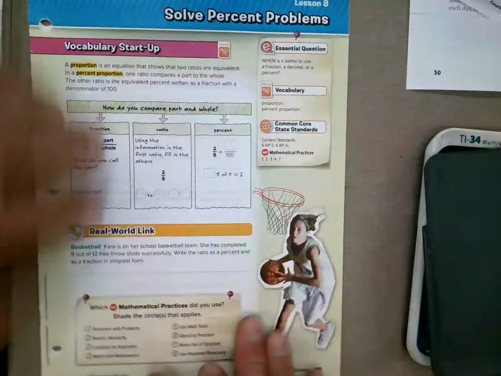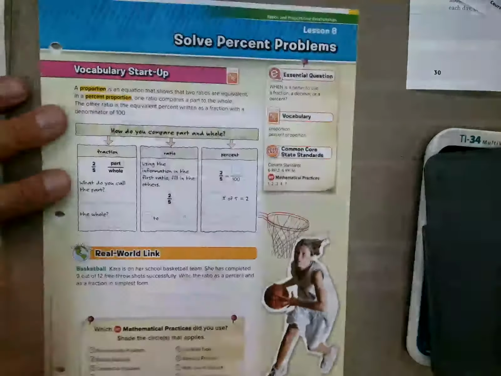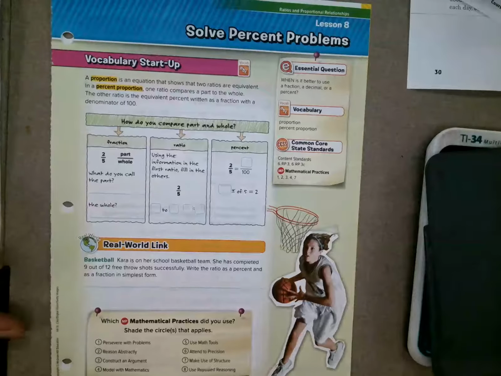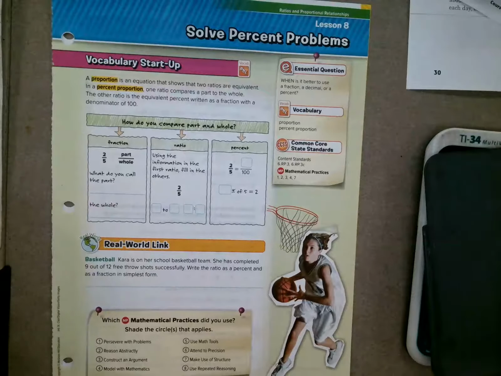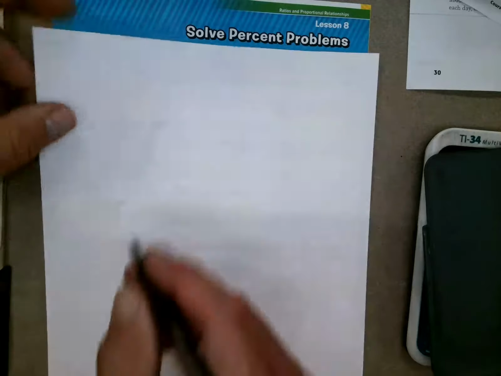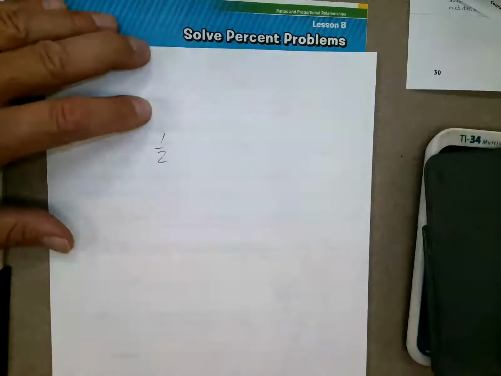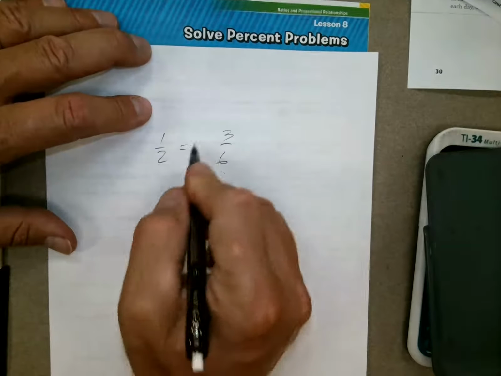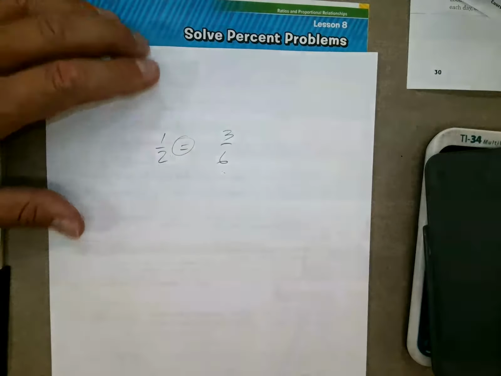Today we're talking about solving percent problems using proportion. A proportion is nothing more than two equivalent ratios. So if I was to grab a piece of paper and say, hey, 1/2 is equal to 3/6, two equal ratios are proportional, right?